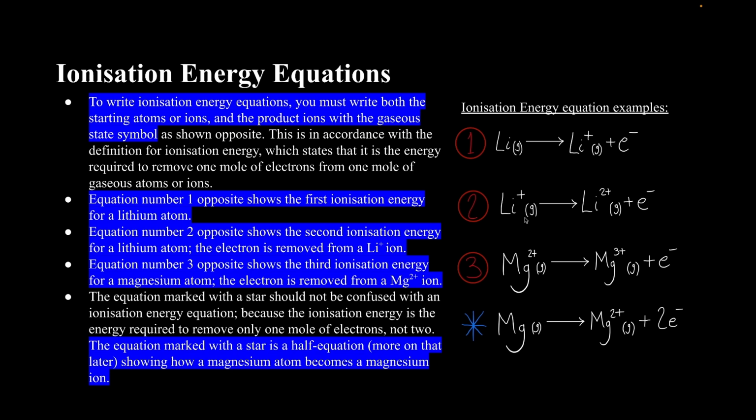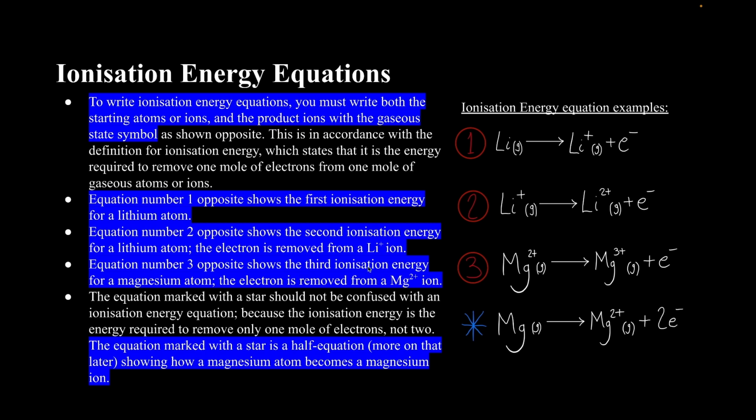And the second ionization energy is the energy required to remove the second outermost electron from a lithium atom. And when the second outermost electron is being removed, it's being removed from a lithium plus ion. So we are left with a lithium 2 plus ion plus 1 electron, this electron coming from the electron that was removed from this lithium plus ion.